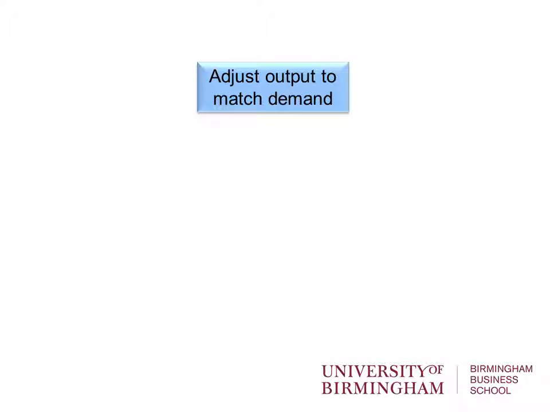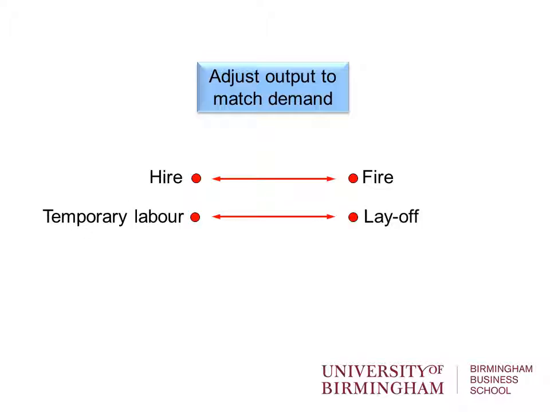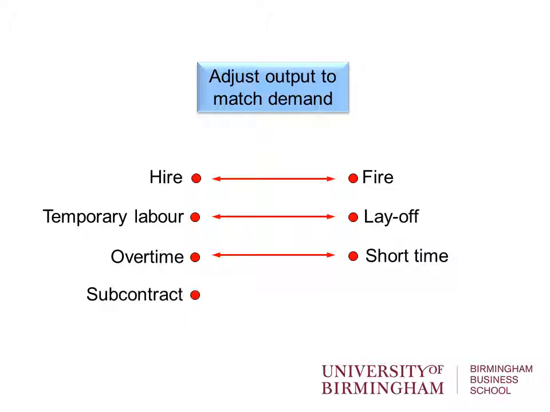With adjusting output to match demand, what we're doing here is dealing mainly with people. We might hire people and alternatively fire people when they're needed. We might take on temporary labour and alternatively lay people off. We might often get people to work overtime, or possibly short time. Overtime is a very, very common way of dealing with trying to match capacity to demand. And we might subcontract parts of the operations or get third parties to deliver work. Very commonly used as well.